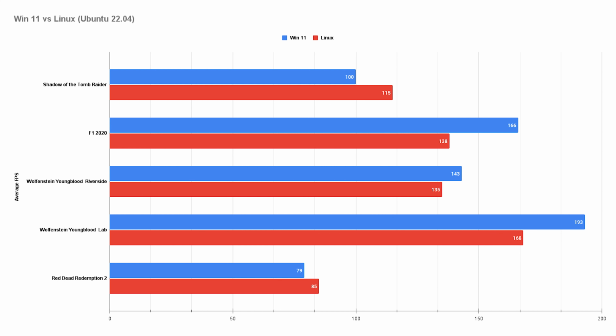Wolfenstein Youngblood is much closer together. Also running via Proton, the Riverside benchmark only pulls ahead on Windows by 6%. Oddly enough, the lab benchmark falls behind by 15% under Linux. I have no idea why that happens. Let's roughly agree on an average of 10% more FPS on Windows in this title. Not too bad, Linux, not too bad.